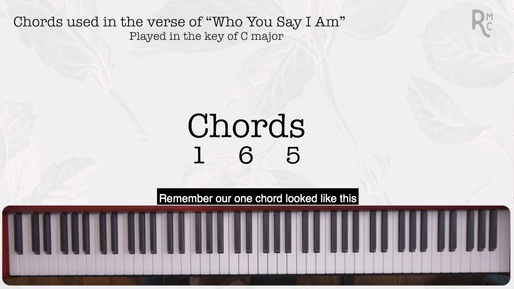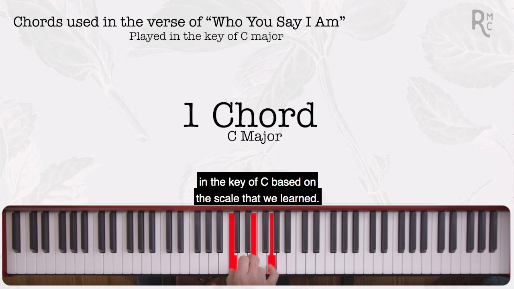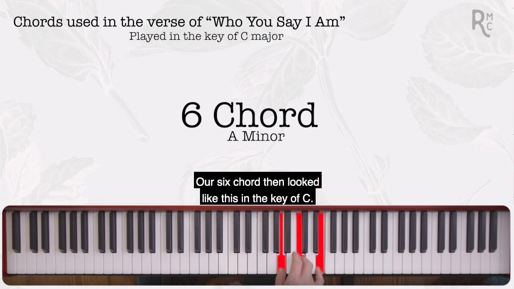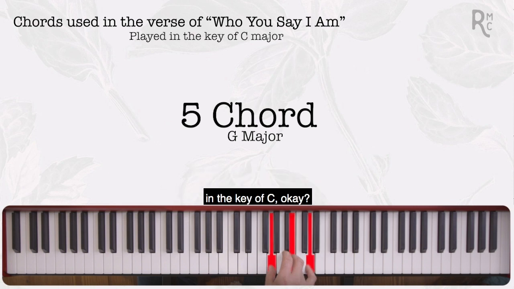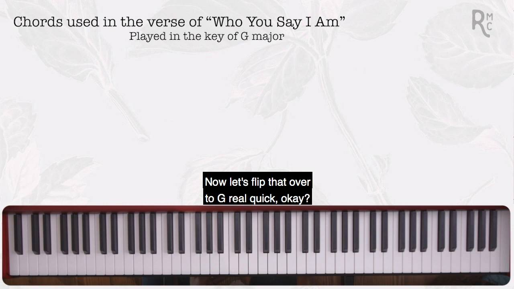Remember, our 1 chord looked like this in the key of C based on the scale that we learned. Our 6 chord then looked like this in the key of C. And then our 5 chord looked like this in the key of C. Now let's flip that over to G real quick. We know our G major scale. We know our G chords.